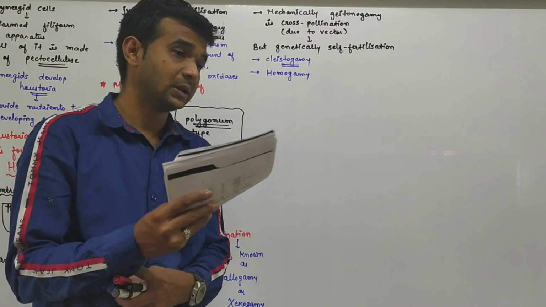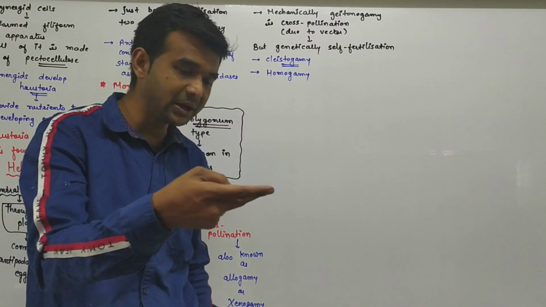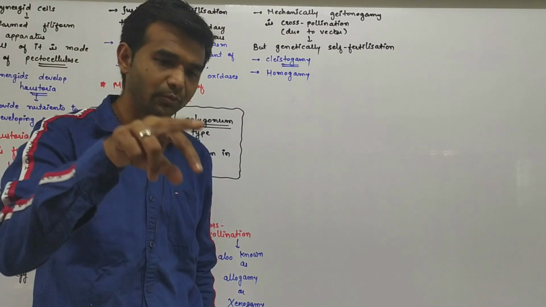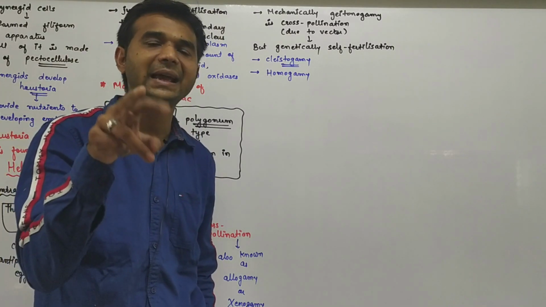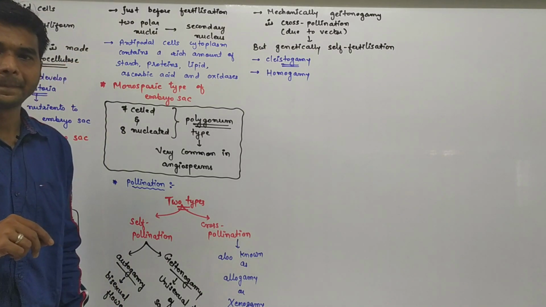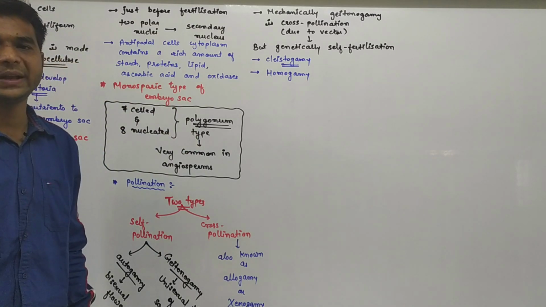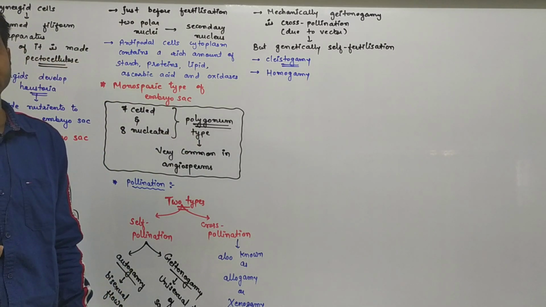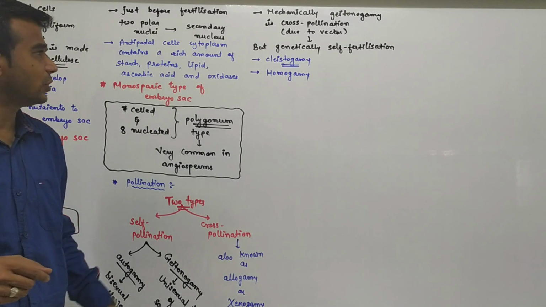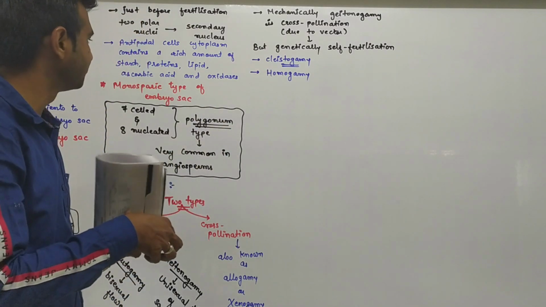How? Stigma and anther. The receptiveness of the stigma and release of the pollen grain from anther both occur at a simultaneous stage. This is known as homogamy. So release of the pollen grain and receptiveness of the stigma, both occur at the same time, known as homogamy. So these are the two points for homogamy.